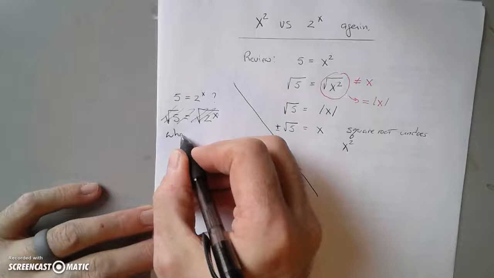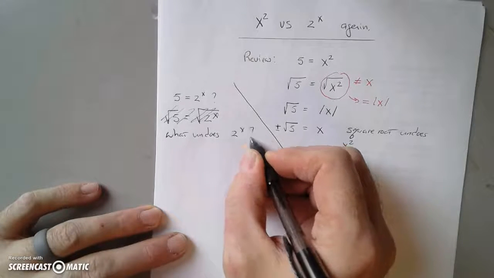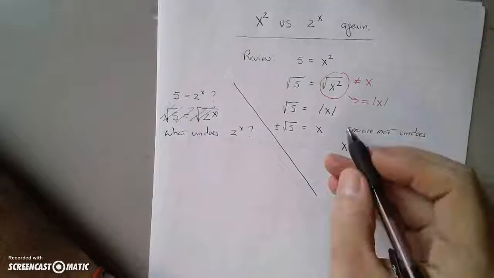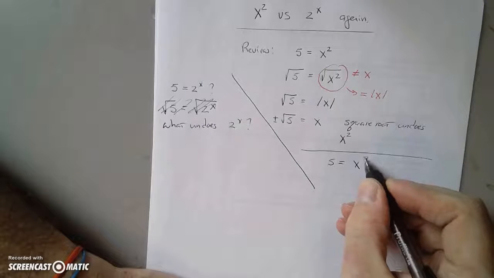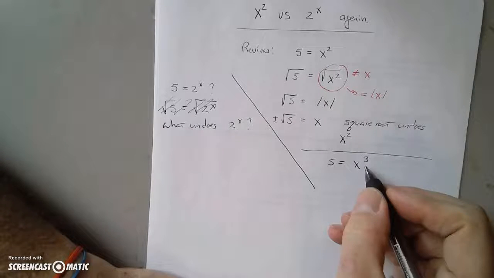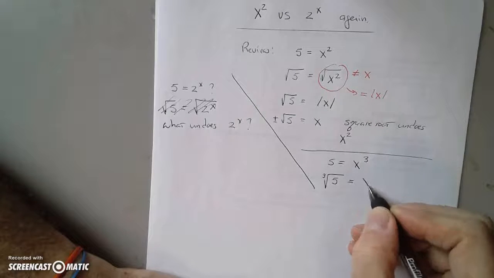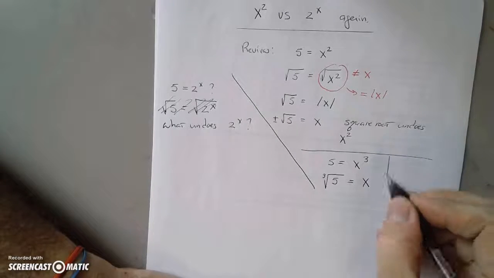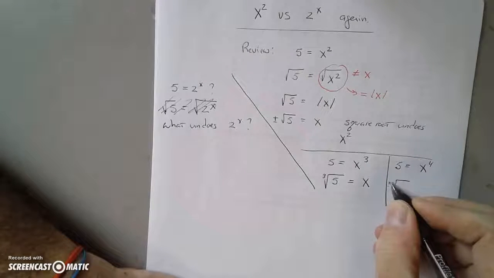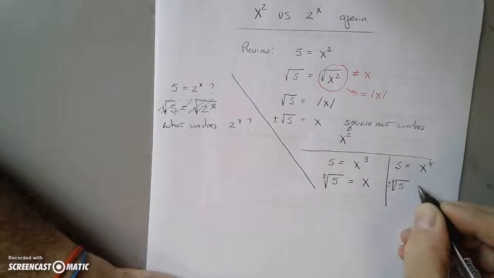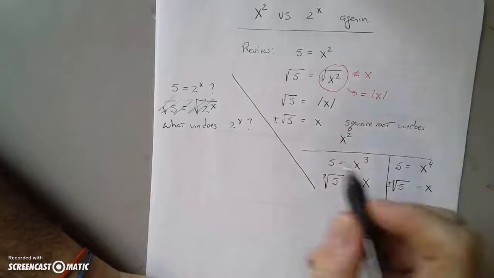So, what undoes 2 to the x? Well, going back over here for a second, what if I'd had 5 equals x cubed? I couldn't use the square root here either. I would use a different root. I'd use the cube root. And if I had x to the 4th, I would have another plus or minus, the 4th root of 5. So for each power, I have another root.